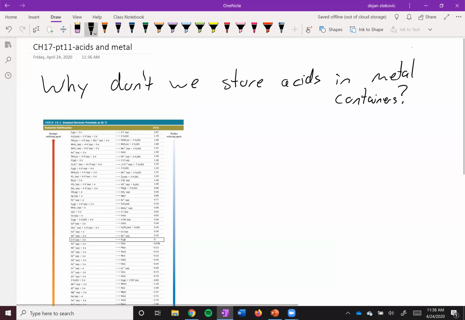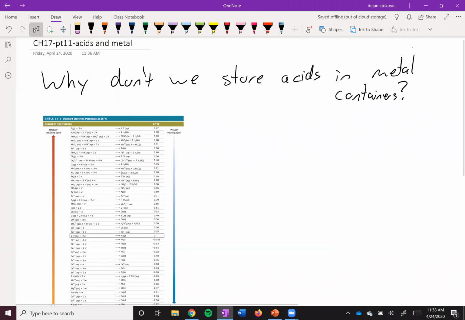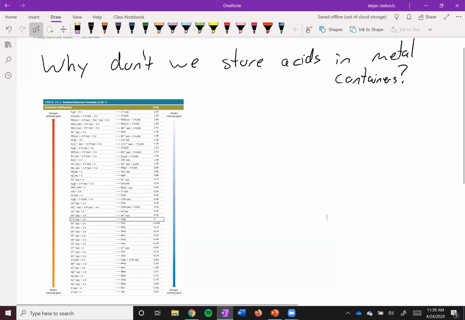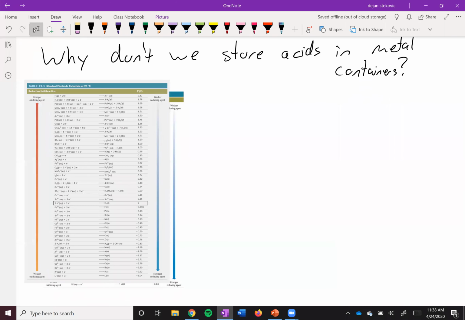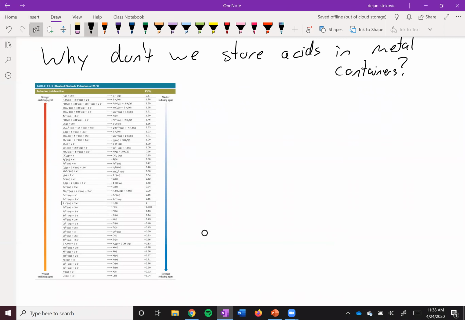All right, so one kind of cool, slightly random question that electrochemistry can answer is why don't we store acids in metal containers? If you ever see acids, they're generally placed in plastics and not metal containers, while other chemicals can be stored in metal containers. So why? Remember that an acid is kind of an H plus donor, or that we have H plus.